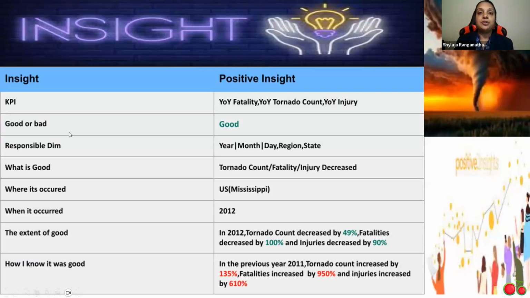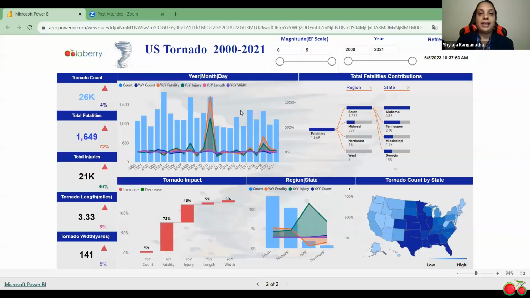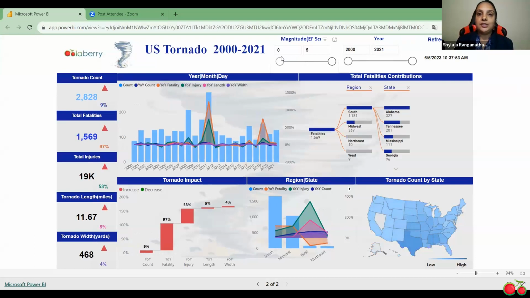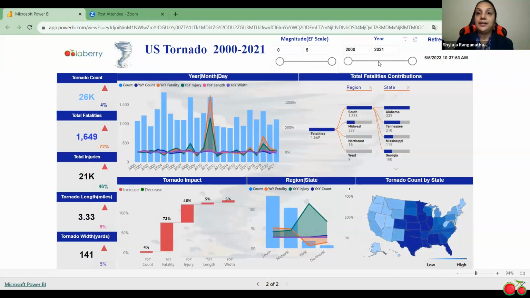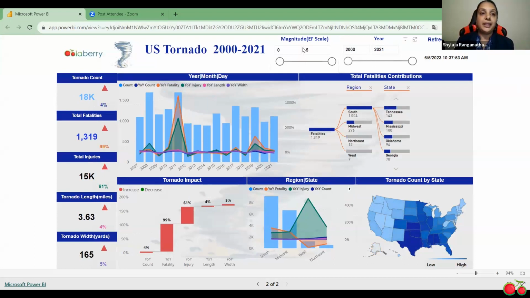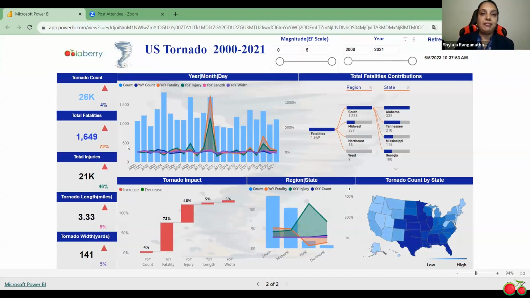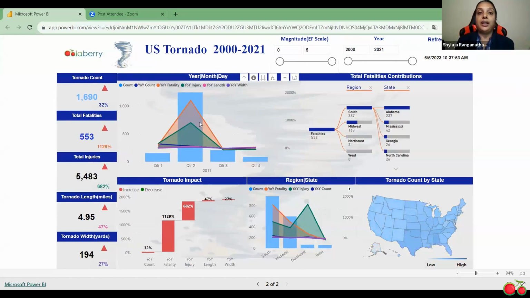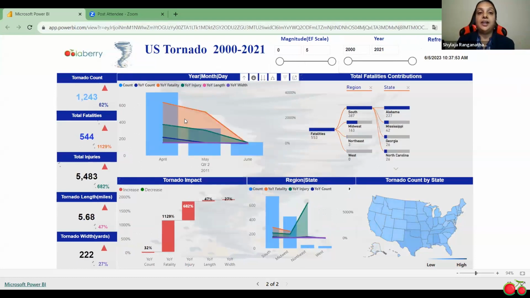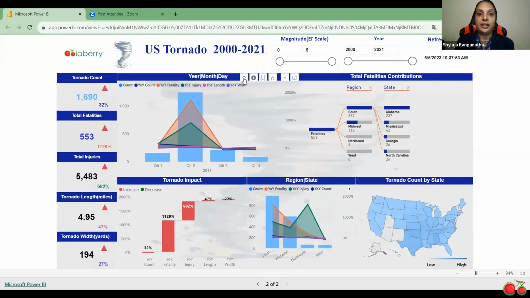This is my dashboard, and these are the positive and negative insights. Before going to the positive and negative insights, this is my dashboard. As you can see, this is an interactive dashboard. I have my magnitude, which the user can interact with, and I have my year, which we can interact with, and we can see the reports. I have my main KPIs and sub KPIs on the left, and I have my KPIs by year. This is a line and clustered chart where I have used the drill down and drill up approach, where I can drill down to the lowest granularity, year.